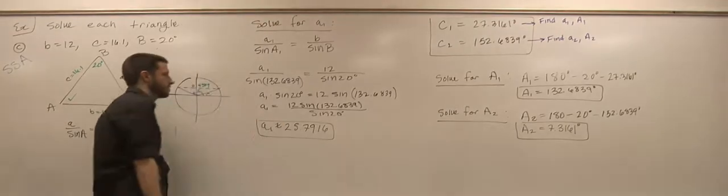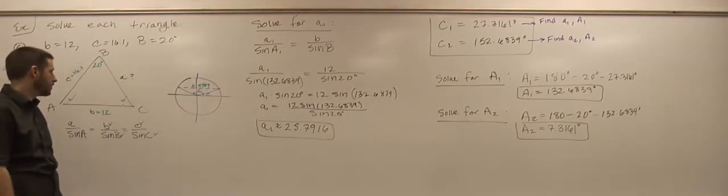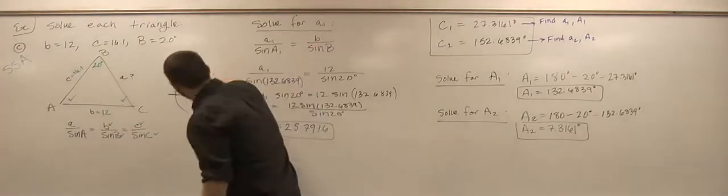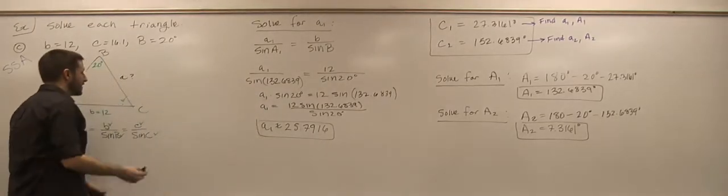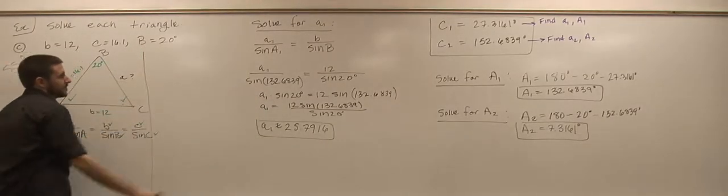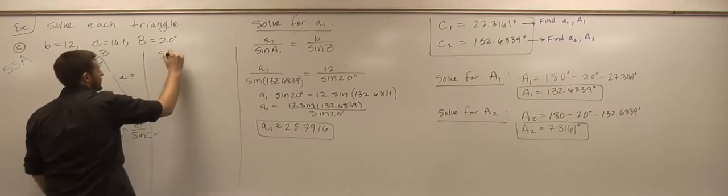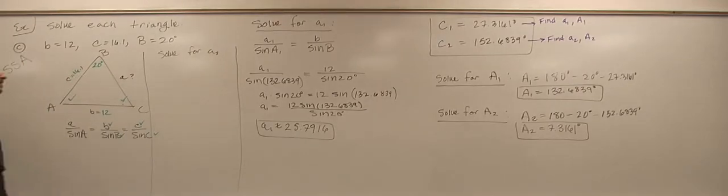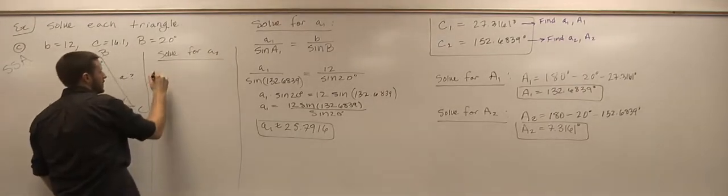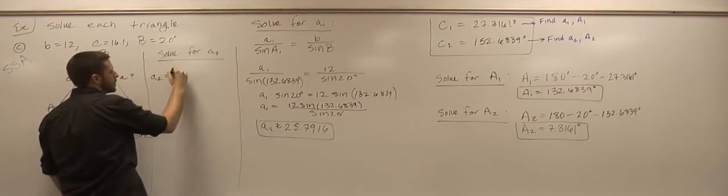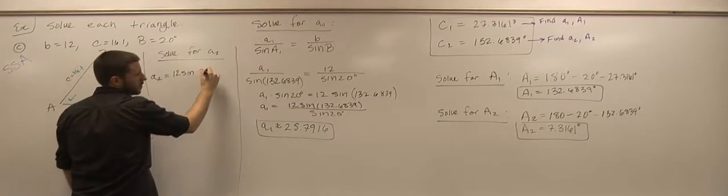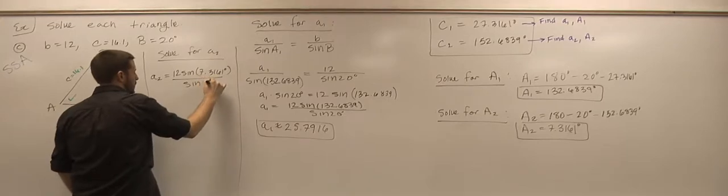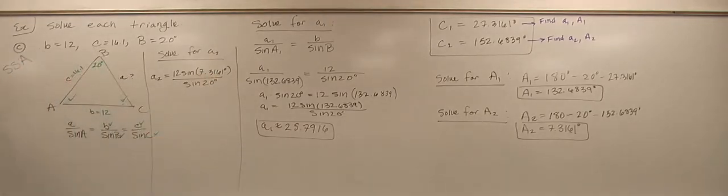And although you wish you were done, you are not. Still have to get little a2. I'll write something, you can tell me if you believe me. Little a2 should be equal to 12 sine 7.3161 divided by sine 20. What do you think? You agree?